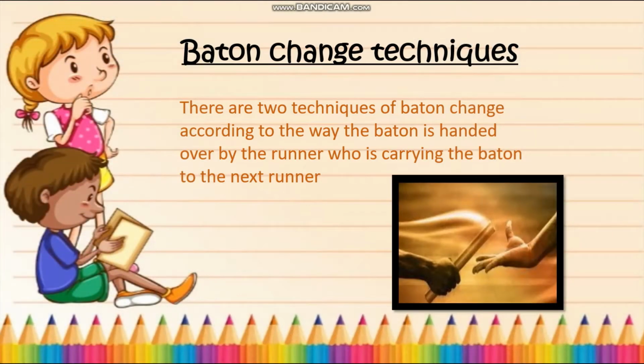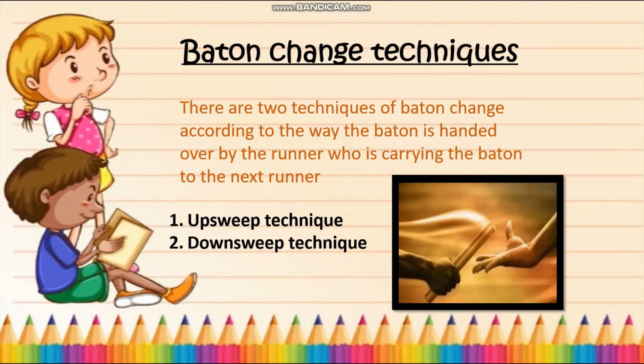Baton change techniques. There are two techniques of baton change according to the way the baton is handed over by the runner who is carrying the baton to the next runner. What are the techniques? Upsweep technique and downsweep technique.